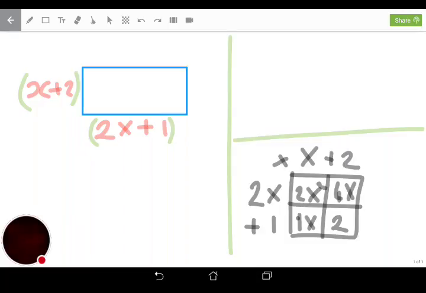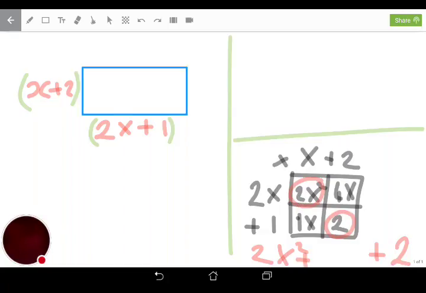So what I'm going to do now is I'm going to get all these together. I'm going to start off with this one here. This one here is 2x squared. And I'm going to circle this corner here, which is 2. It's a positive 2, so it's going to be plus 2.